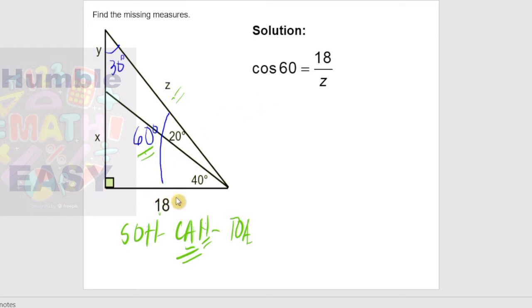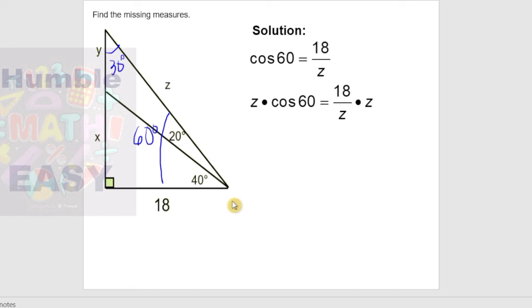Where can we get the 60 here? We are going to add 20 and 40. So that is why it became 60. So cosine 60 now is equal to adjacent over hypotenuse. So 18 over z. To solve that further, since we have a denominator, we are going to simplify it first.